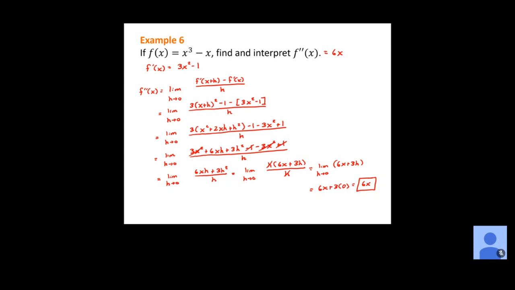Okay. Now, what does the second derivative represent? So think about what we know about derivatives, right? We know the first derivative is the slopes of the tangent lines of the original function at any given point. So what do you think the second derivative represents now?